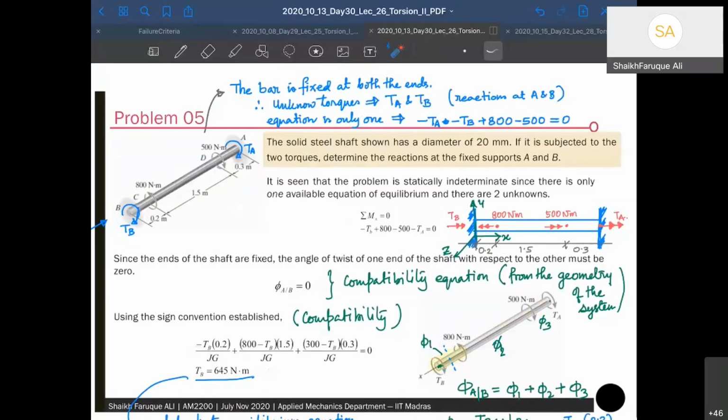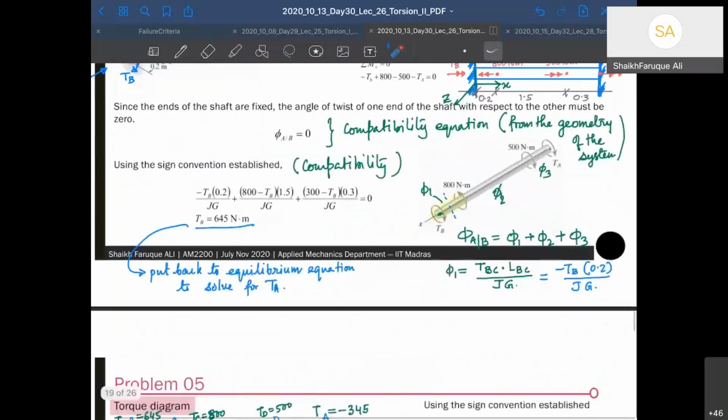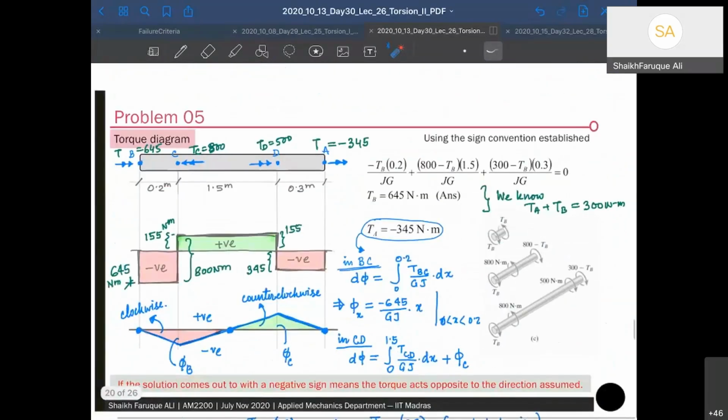But as an engineer, as I said earlier, you have to draw torque diagrams and twist diagrams. So here is how you have to draw the torque and twist diagram. This is the rod that was given to us, and those were my forces. This is my TB, which is now known. This is my TC, which is already given. This is my TD, which was also already given. And this is my TA, which I can solve using the equilibrium equation and TB. Now, if I start drawing, my TB is 645 negative, right?